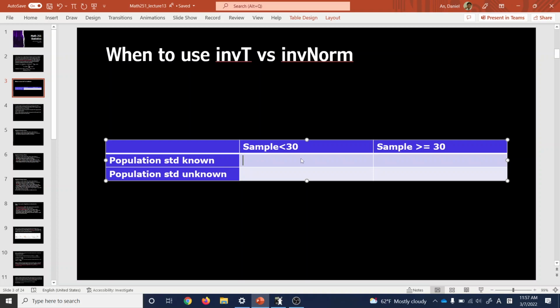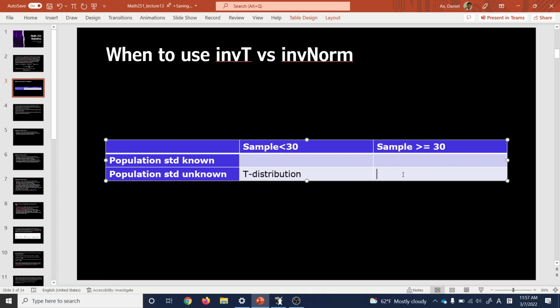And that causes additional uncertainties, which makes the bell curve look wider, right? That's basically the point. The t-distribution is a distribution that looks like a bell curve, but it's wider, right? So therefore, the t-distribution is only applied to the case when population standard deviation is unknown. So that's when you use t-distribution.